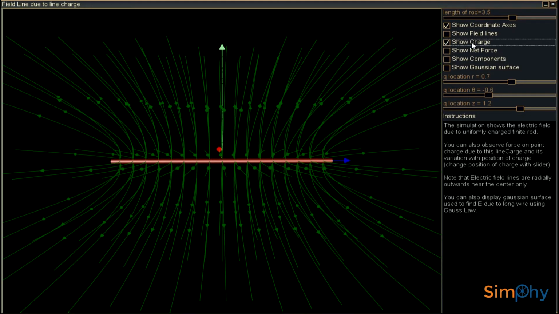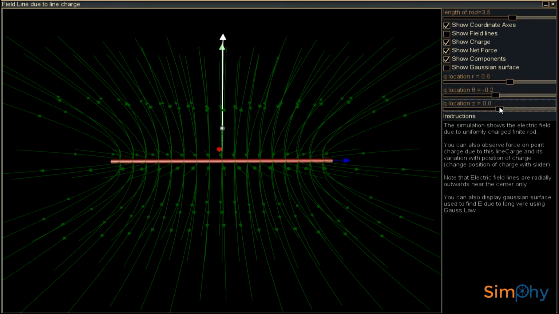If we put a charge anywhere on the line, and we want to see the components, we can see these components and the charge by clicking on these icons, and the net force is shown by the white arrow in the direction of the electric field line at that point. And these are the location coordinates of the charge, so we can change the location of the charge here, and the force at that point will change accordingly.